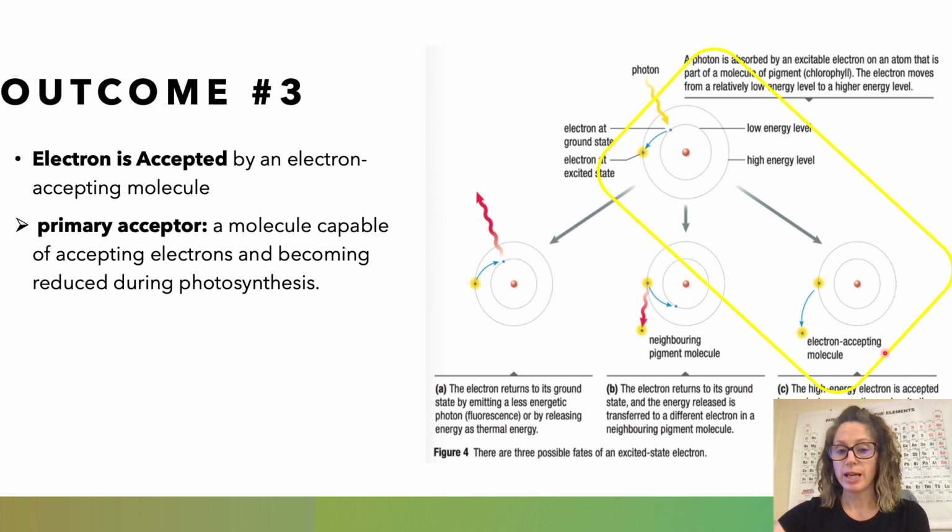And in this third case, we have a definition. So this electron is jumping to another molecule, and it's called a primary acceptor. So this is the molecule that is capable of accepting electrons and becoming reduced during photosynthesis. Remember, it's being reduced because its charge is being reduced. It's becoming negative.